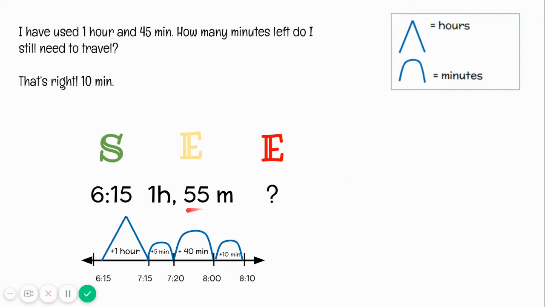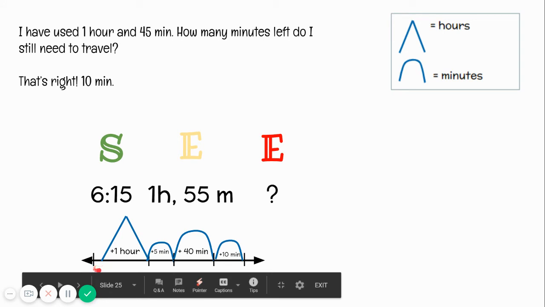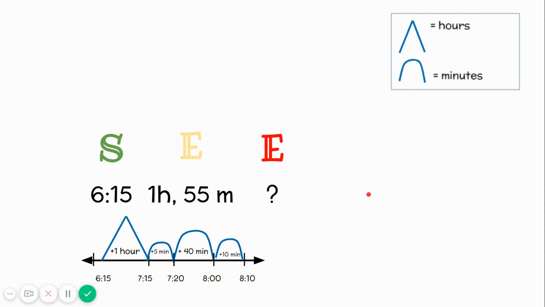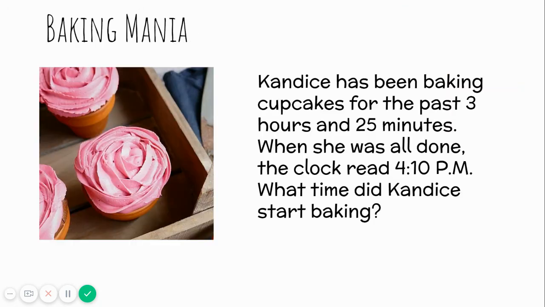I can go back and double check. I started at 6:15. I had an elapsed time of 1 hour, 55 minutes. Here's 1 hour, 40, 50, 55. When I put those onto my number line and traveled my time along, I ended at 8:10. The hockey game ended at 8:10.